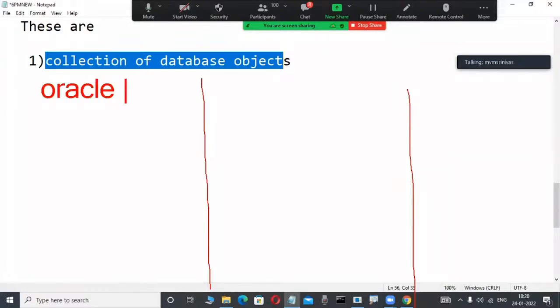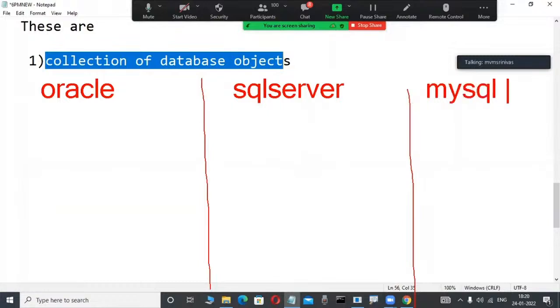Oracle is a relational data model product. Suppose some other fellows are learning SQL Server. SQL Server is a relational data model product. Again, MySQL is a relational data model product from a different company. But in Oracle, which database objects are available? Maybe a first-time newcomer has an idea.